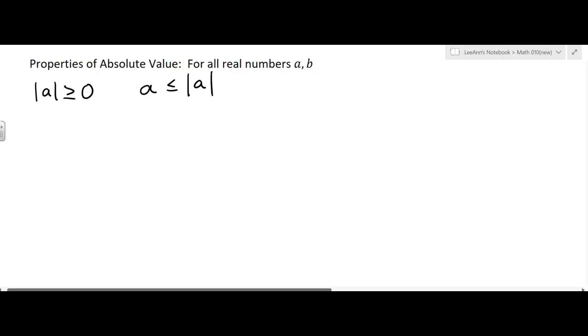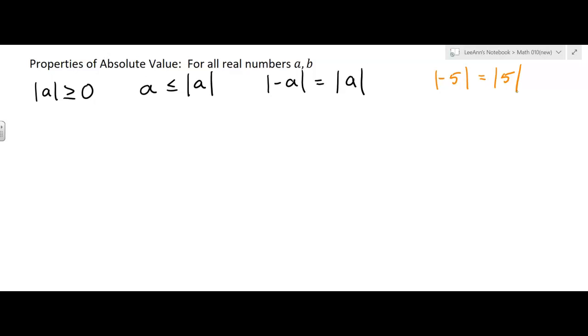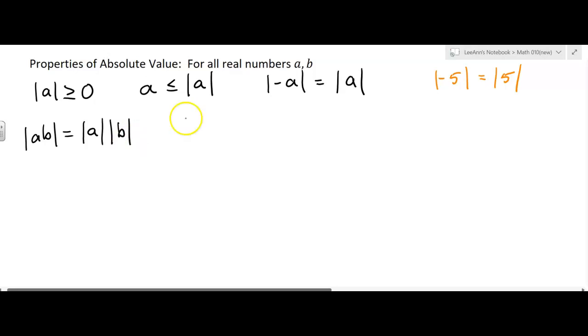Oh, I left one out. The absolute value of -a is equal to the absolute value of a. So when you think about that, an example: the absolute value of -5 is equal to the absolute value of just 5, right? So if a is 5, and then you take the opposite of it, -5, those two values are equal. Okay. The absolute value of a product is equal to just if you were to split them up. So that one's exciting.